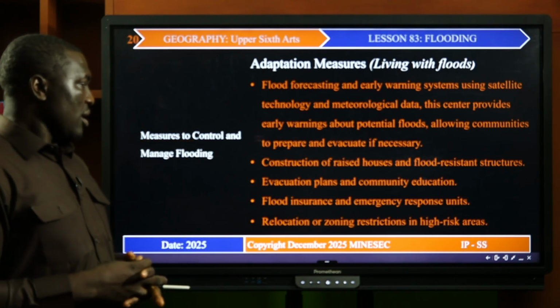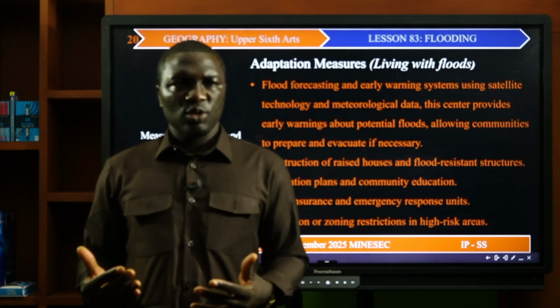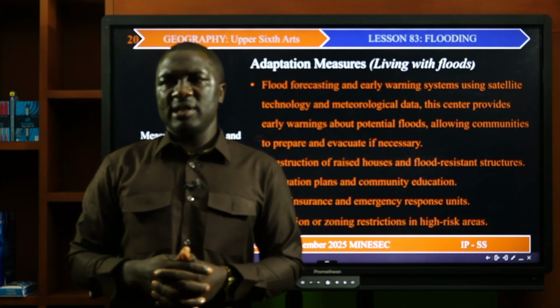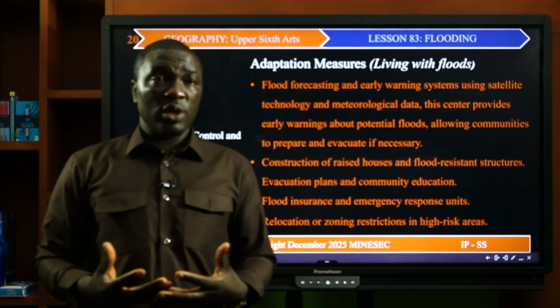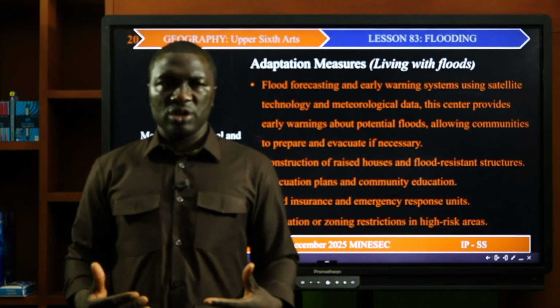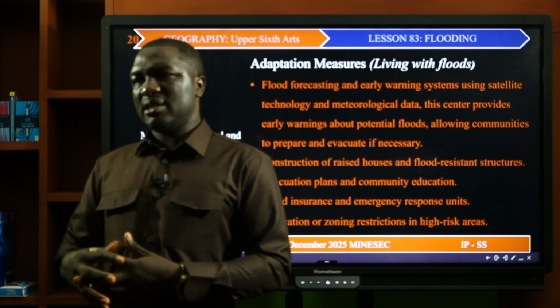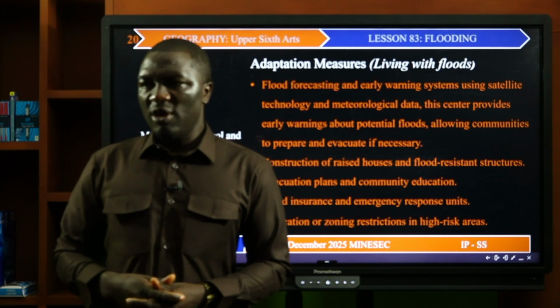Relocation and zoning restrictions. Yes, most of the time, people are advised to leave the area and relocate to different areas. And the government equally comes out with strict measures banning people from constructing in certain areas so as to avoid being a victim of flood.